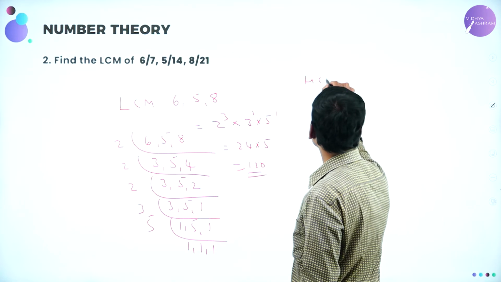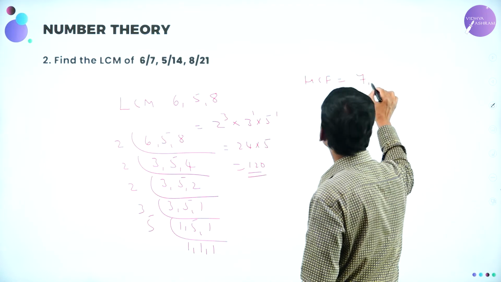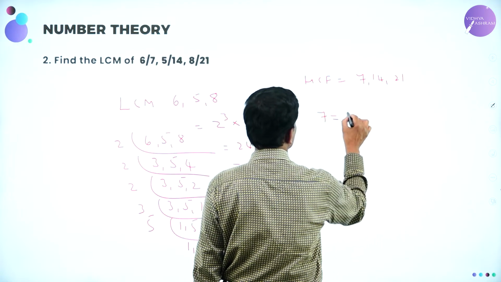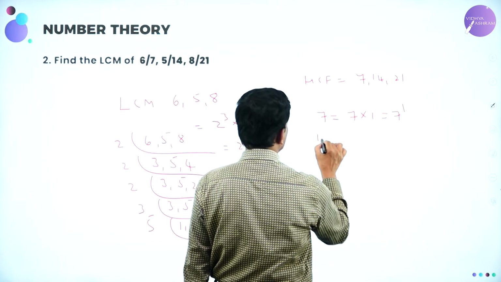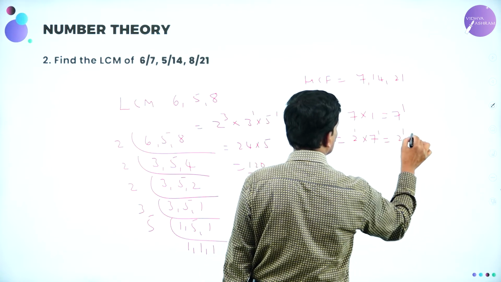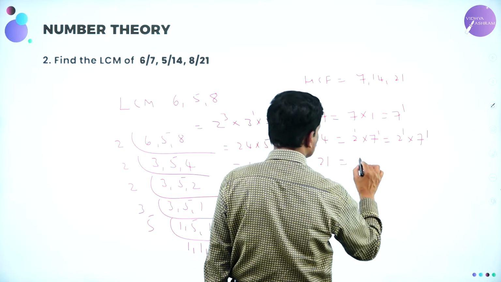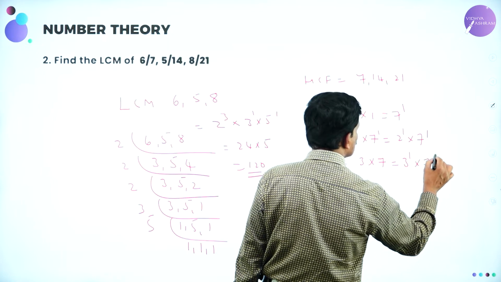So the HCF for the denominator. What are the denominator terms? 7, 14, 21. So the factors are: 7 can be written as 7 into 1, that is 7 to the power of 1. 14 can be written as 2 into 7, so that is nothing but 2 to the power of 1 into 7 to the power of 1. 21 can be written as 3 into 7, so 3 to the power of 1 into 7 to the power of 1.